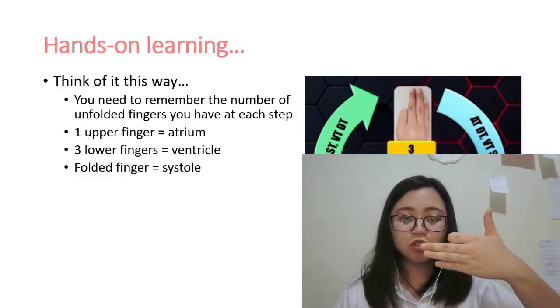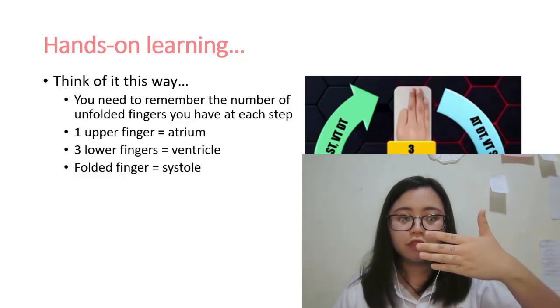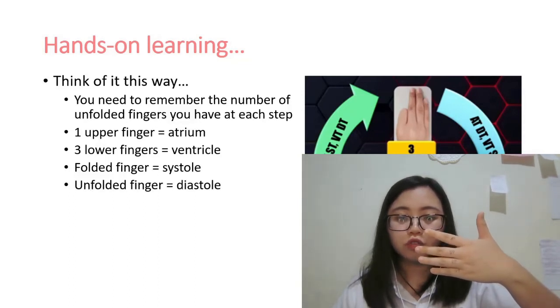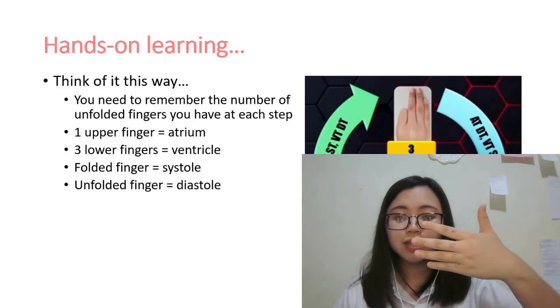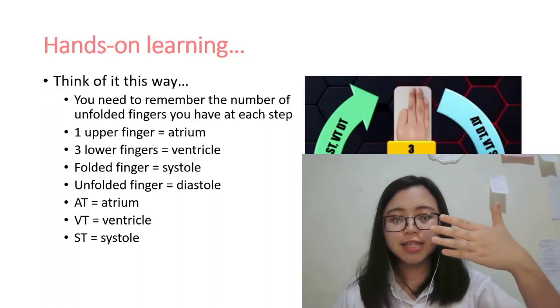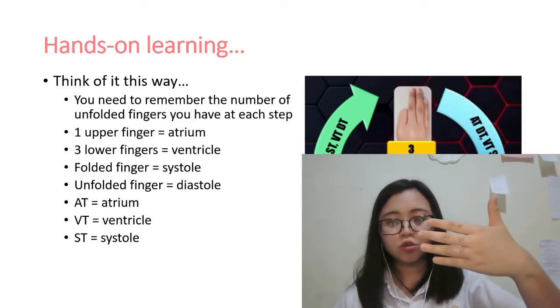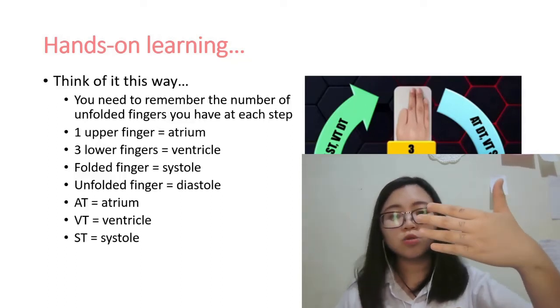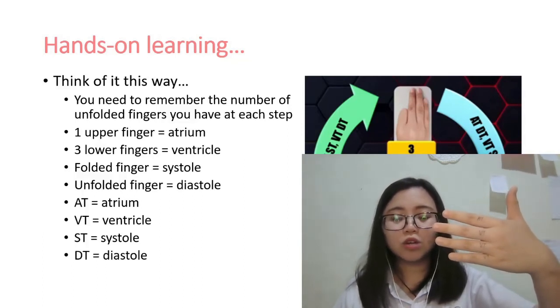If your finger is folded, kalau jari kamu terlipat, that means that part of the heart is contracting. It is in systole. If you let it go, if it is not folded, that means that part of the heart is in diastole. Dia sedang relax. Kamu boleh label jari kamu dengan AT untuk atrium, VT untuk ventricle, ST untuk systole, DT untuk diastole.